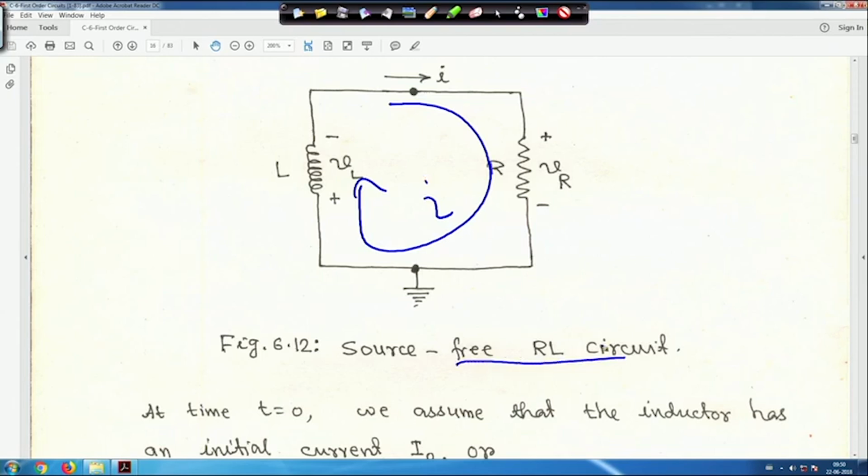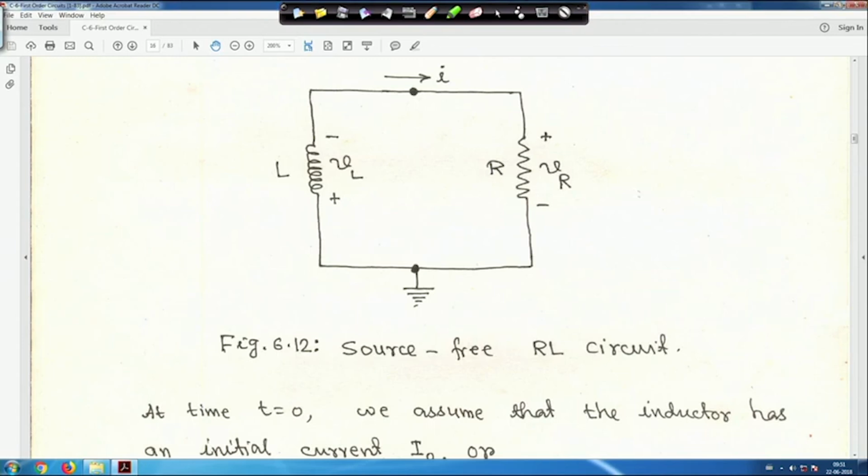Now if you apply KVL in this loop, it will be VR plus VL is equal to 0. All these things have been discussed before. So VR plus VL is equal to 0, right.